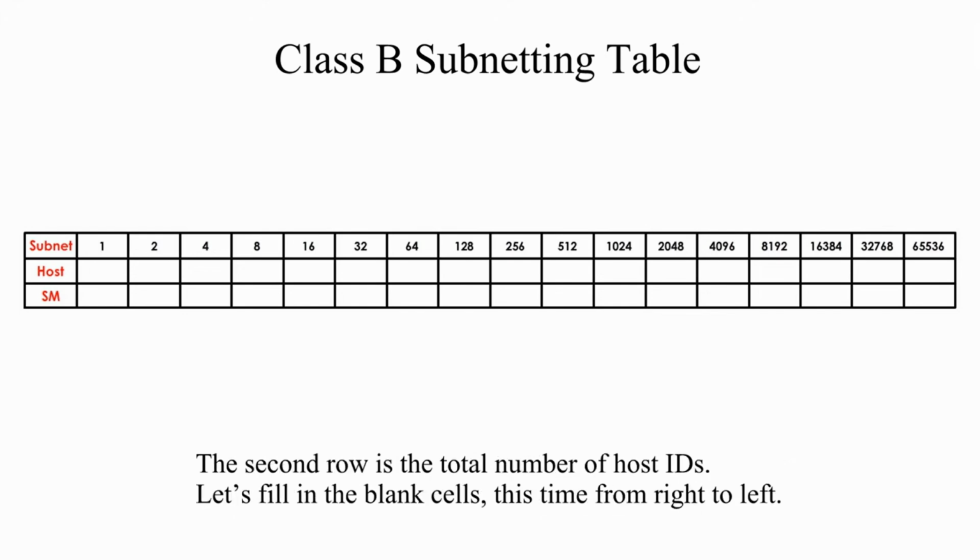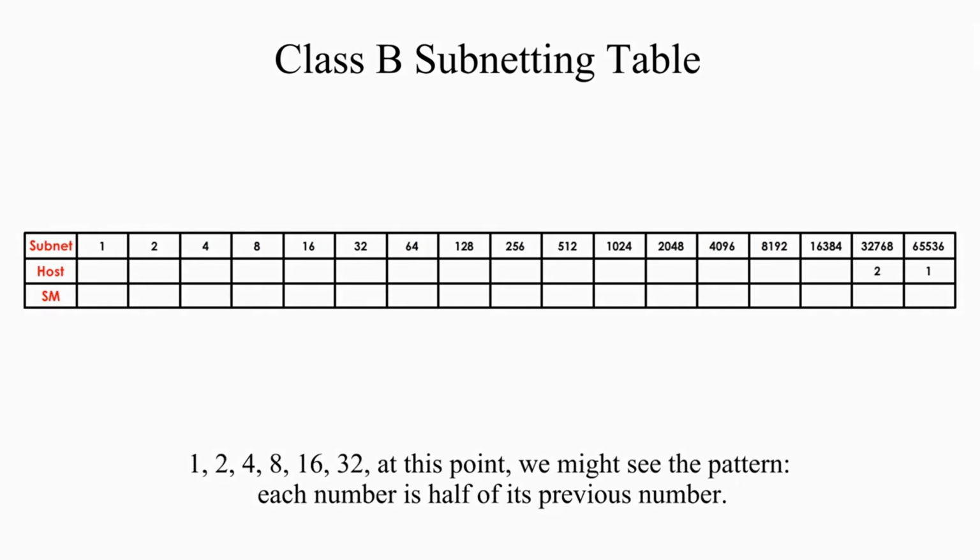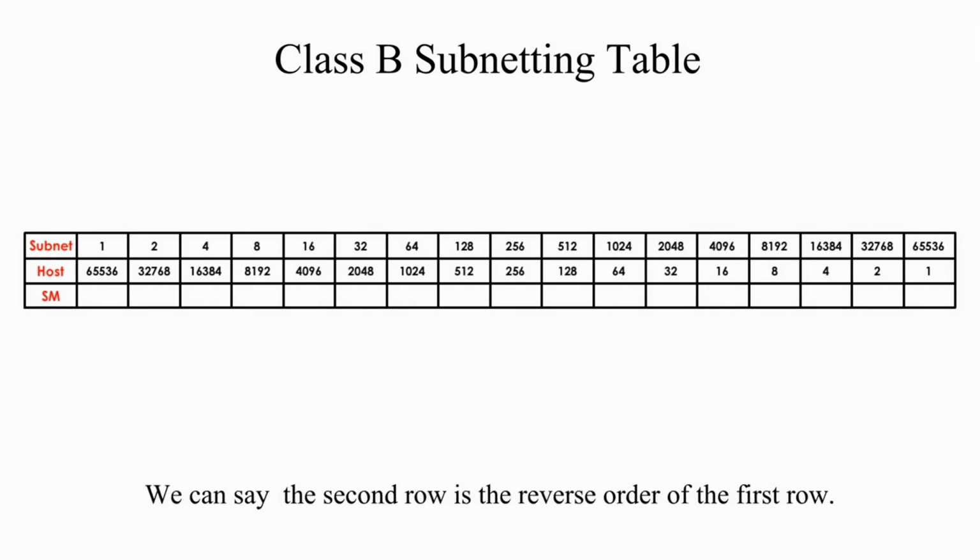The second row is the total number of host IDs. Let's fill in the blank cells, this time from right to left. 1, 2, 4, 8, 16, 32. At this point, we might see the pattern. Each number is half of its previous number. Or we can say the second row is the reverse order of the first row.